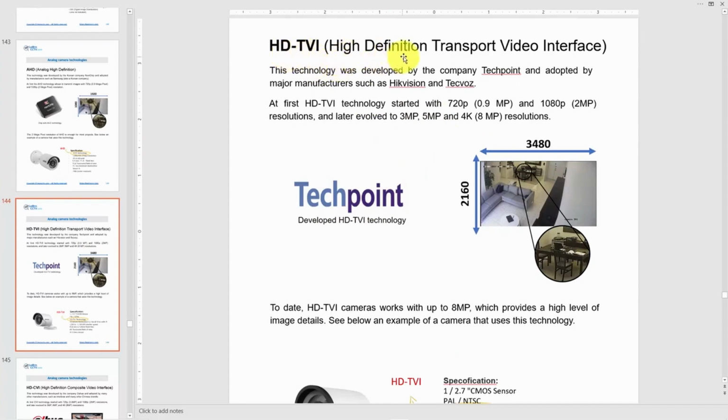HD-TVI is a high definition transport video interface. You can find cameras with 0.9 megapixel, 2 megapixel, 3, 5, 4K. That's the same as 8 megapixel. As you can see here, it's an 8 megapixel resolution here. I'm talking about 4K, so you can see more details when you zoom in. And this camera is using the TechPoint technology, high definition transport video interface.